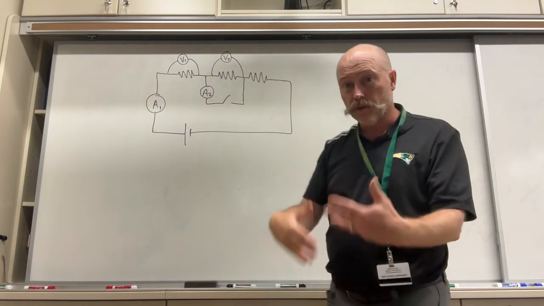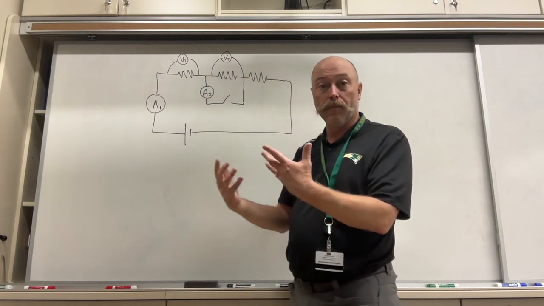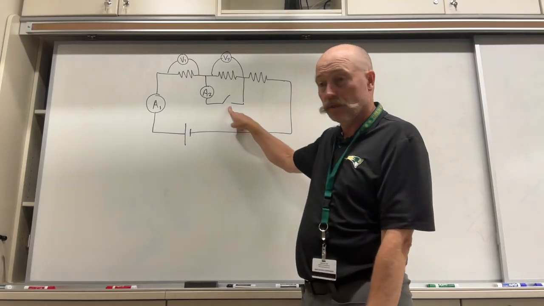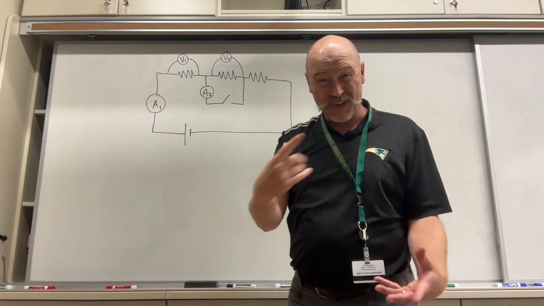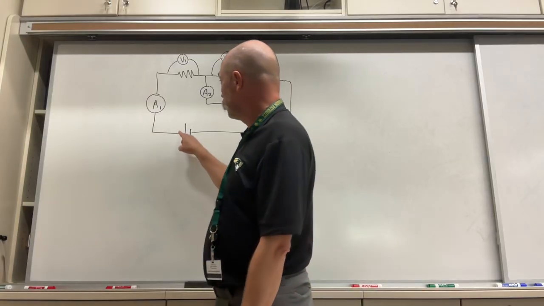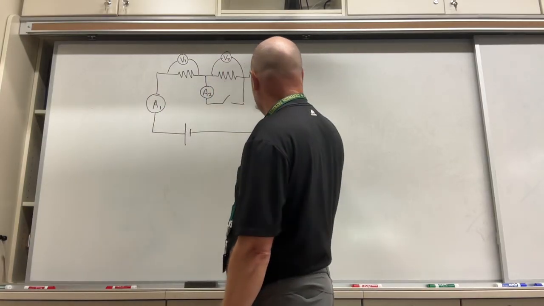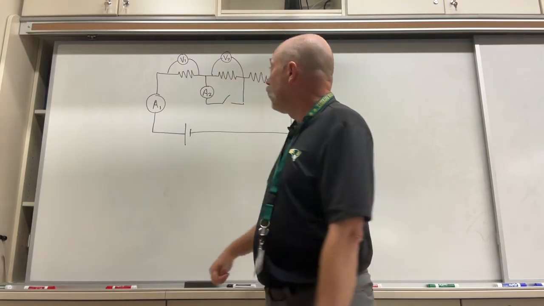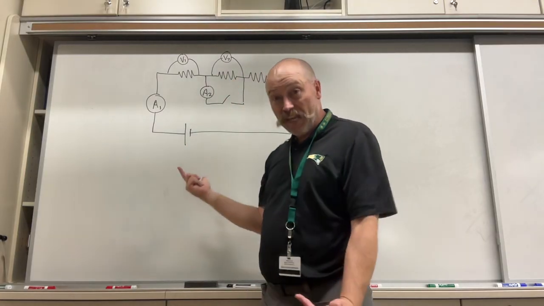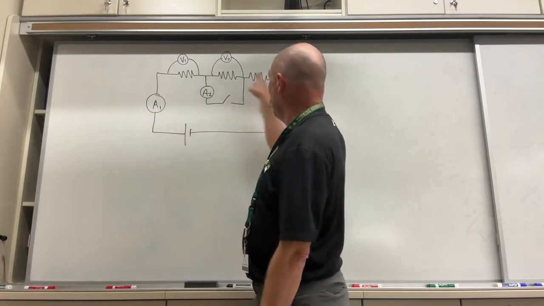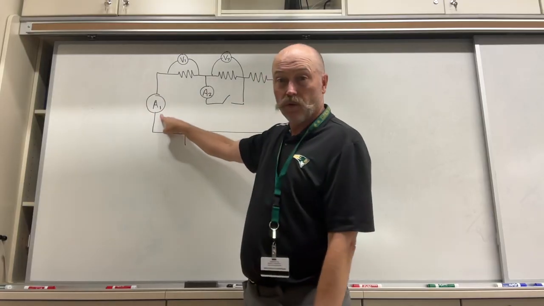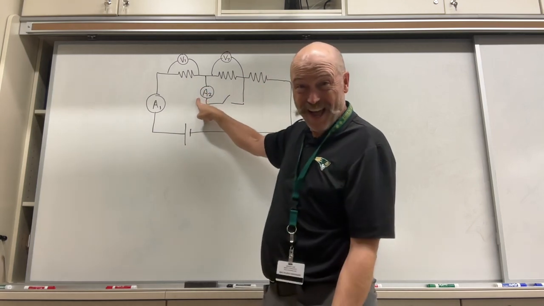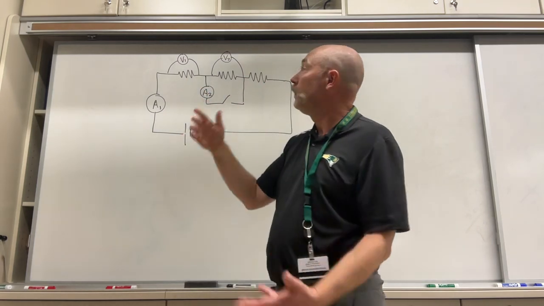At the start, if the switch is open, my recommendation with circuits is to trace the current. The current's going to go like this, here, here, here. That's a series circuit with 3 resistors. The current all flowed this way, so this would be the total current, same as this, same as this, same as this. This would read 0. Why? Because no current's going that way, okay?